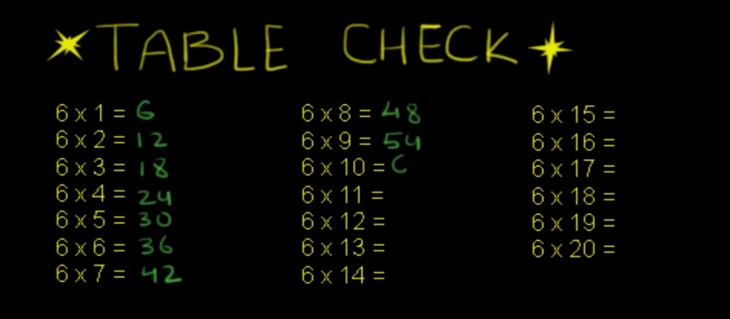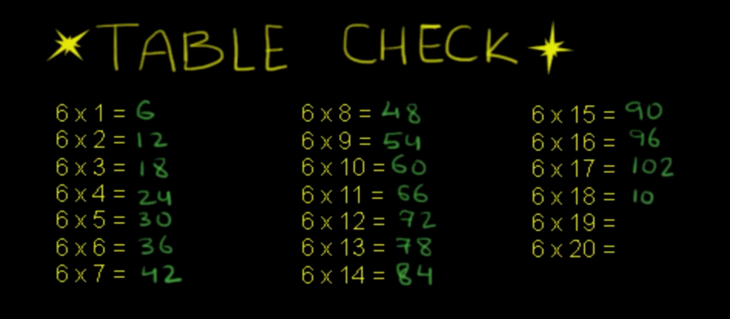6 times 10, 60. 6 times 11, 66. 6 times 12, 72. 6 times 13, 78. 6 times 14, 84. 6 times 15 is a 90. 6 times 16, 96. 6 times 17, 102. 6 times 18, 108. 6 times 19, 114. 6 times 20, 120. Done.